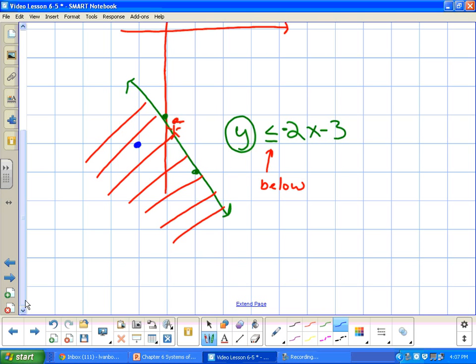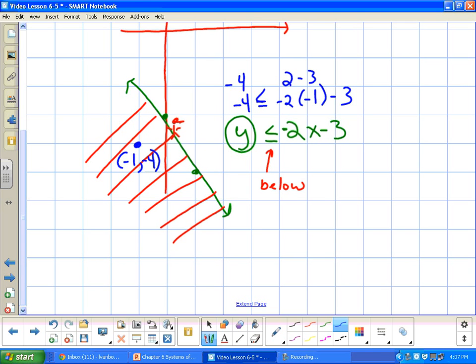So this is the point -1, -4. So -1, comma -4. I'll put that in. So that gives me -4 equals -2 times -1 minus 3. If this is a true statement, I've shaded in the correct direction. -2 times -1 is a +2 minus 3. I have a -4 here.